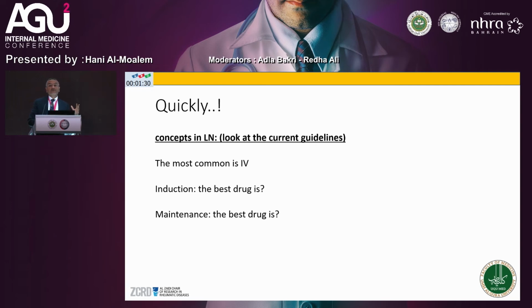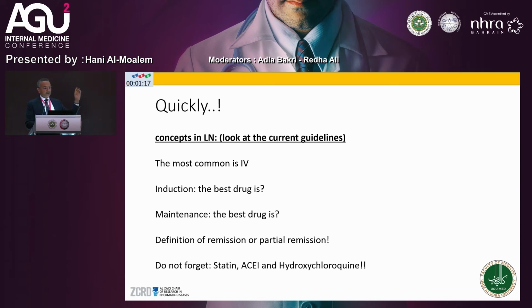The best maintenance drug? MMF, mycophenolate, superior to azathioprine. There are specific definitions for remission or partial remission; I will not touch that. We shouldn't forget statin, ACE inhibitor, and hydroxychloroquine. Hydroxychloroquine can stop renal progression and disease progression elsewhere, and has lots of advantages in any lupus patients.